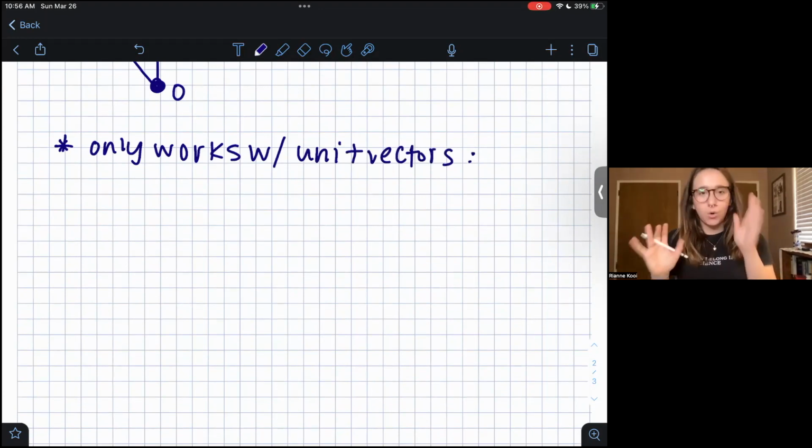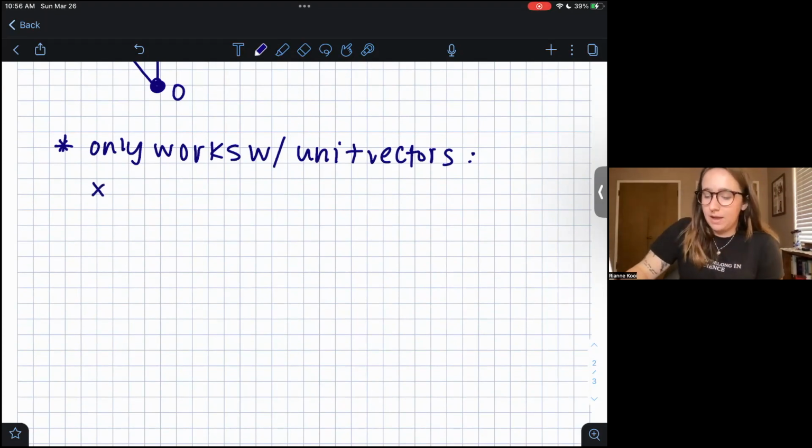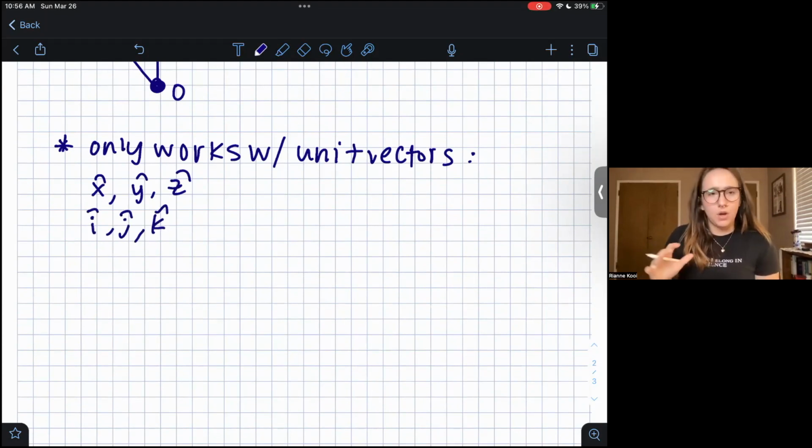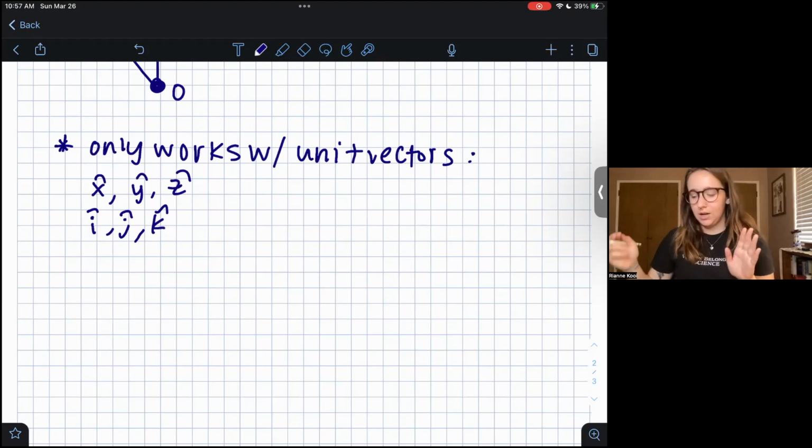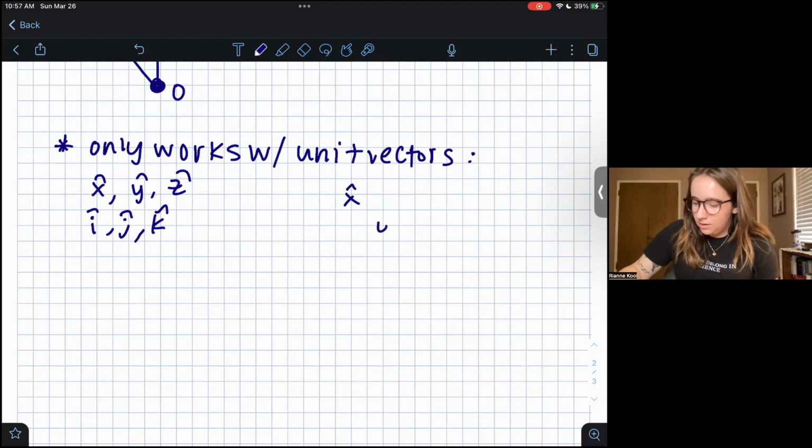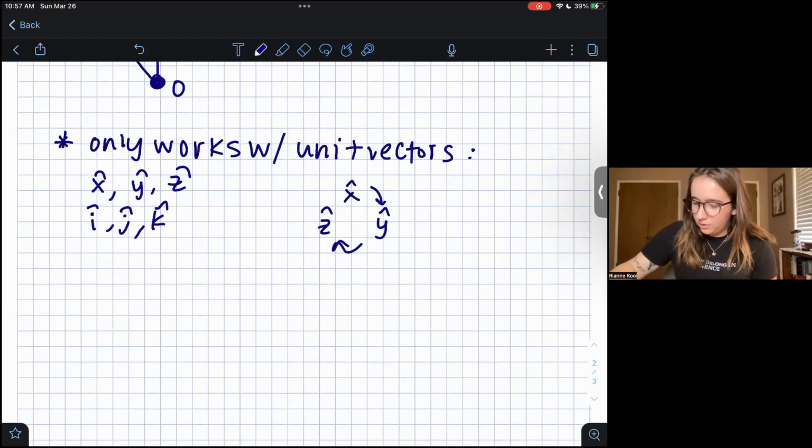So this next trick only works with unit vectors. If you have x hat, y hat, z hat, or i hat, j hat, k hat, they only work with the main three vectors like that. If you have some linear combination of these, this will not work, and I want to emphasize that. So I like to make a little circle like this, and then some little arrows that go like this.